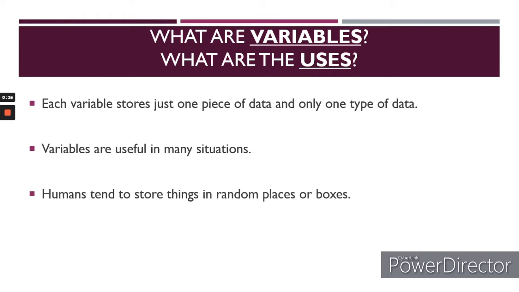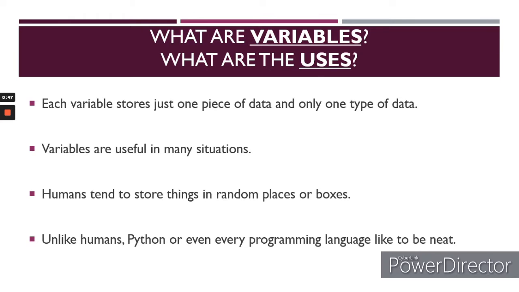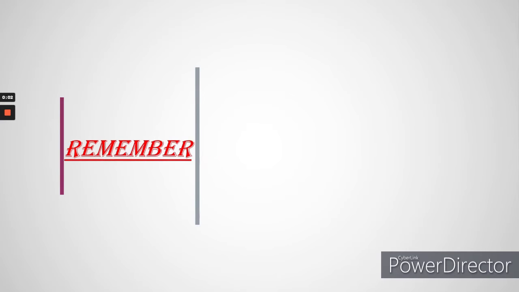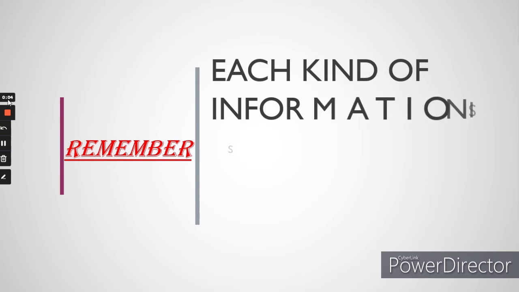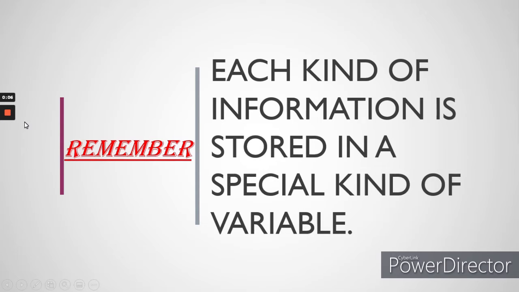Humans tend to store things in random places or boxes. For example, you might find a pair of shoes in a garment box, or a supply of pens in a shoe box. But unlike humans, Python and every programming language like to be neat. They store information in correct variables and keep the data organized. Just keep in mind that each kind of information is stored in a special kind of variable.